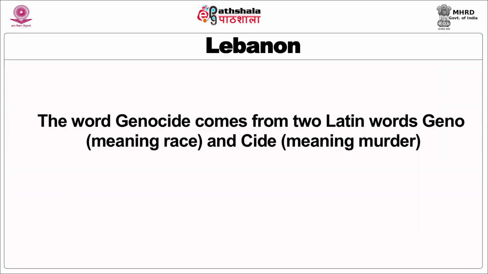The dire need for a codified law preventing and punishing genocide arose from the ashes of the Holocaust. The word genocide comes from two words, geno meaning race and cide meaning murder. The term was originally coined by a lawyer named Raphael Lemkin in 1944 in his book entitled The Axis Rule in Occupied Europe.